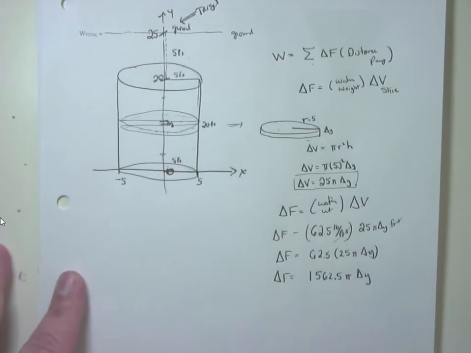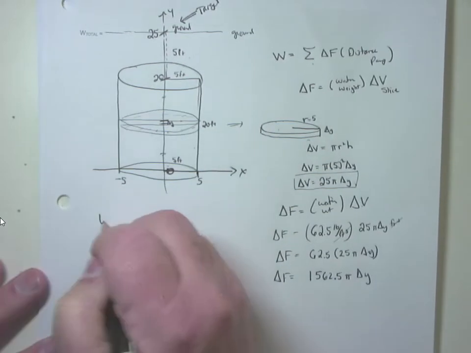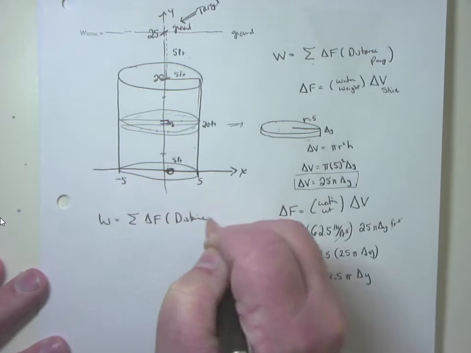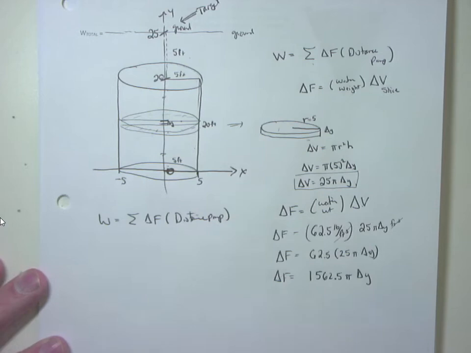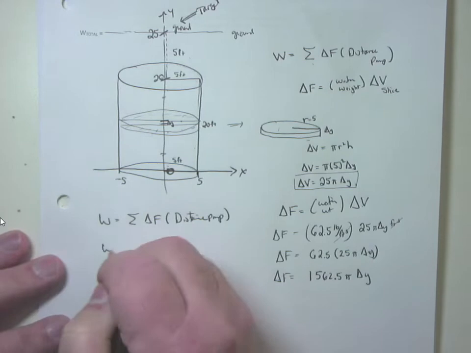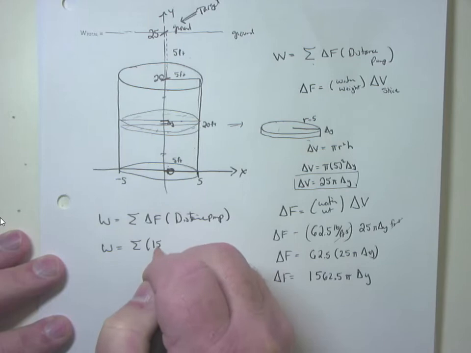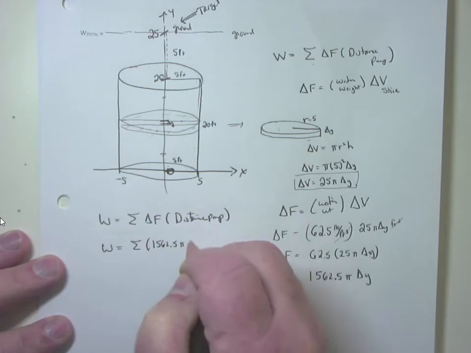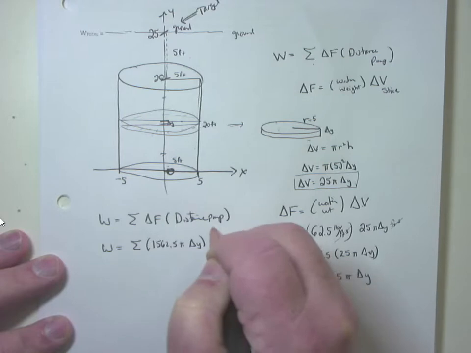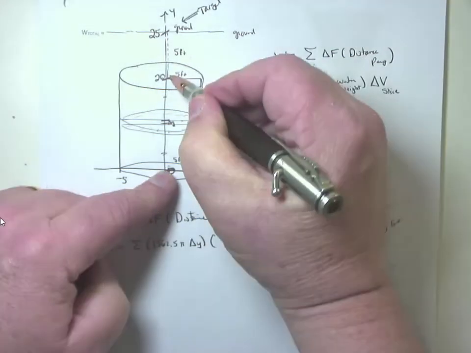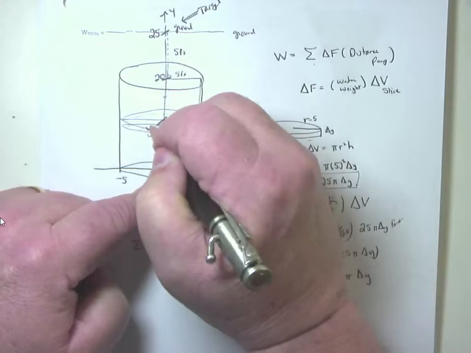Now, watch what I do. Work is equal to the sum of that delta force times the distance that you have to pump. Catch a pattern. I'm doing the same thing as what I did with that baby Jessica problem. Watch. Work is equal to the sum. My delta force, we just calculated to be 1,562.5 pi times delta Y times the distance that I have to pump. The slice that we made was somewhere between 0 and 20 inside the tank. It was at an arbitrary Y level.